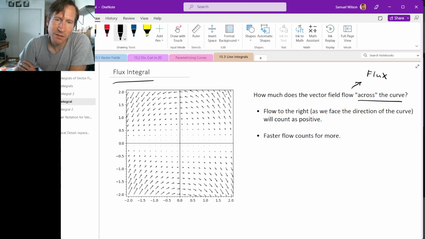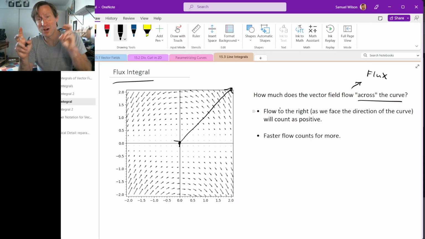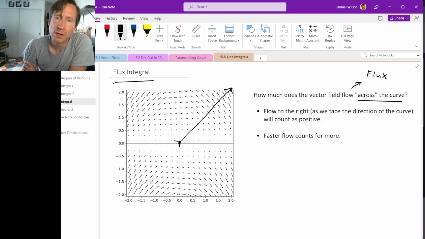To give us something concrete to think about, let's take this vector field and let's traverse a curve that starts here and goes to the upper right. You can see that this vector field is flowing across this line segment. We have to decide arbitrarily which direction we count as positive flow, and we will choose positive flow to be to the right as we face the direction of the curve.